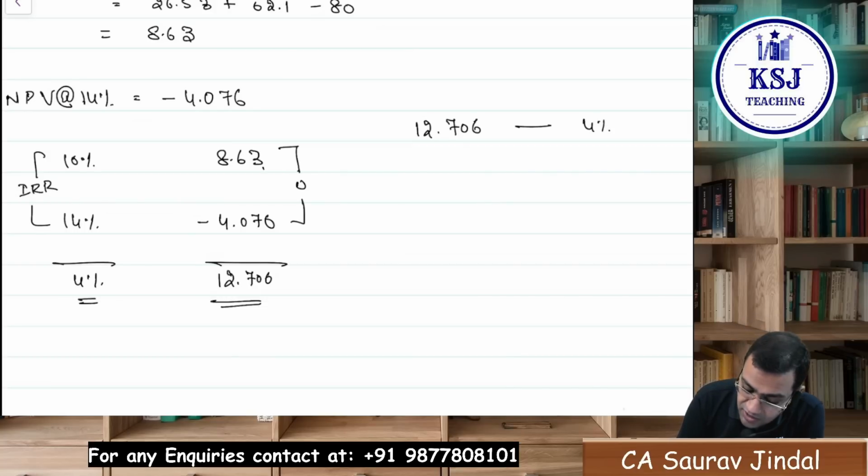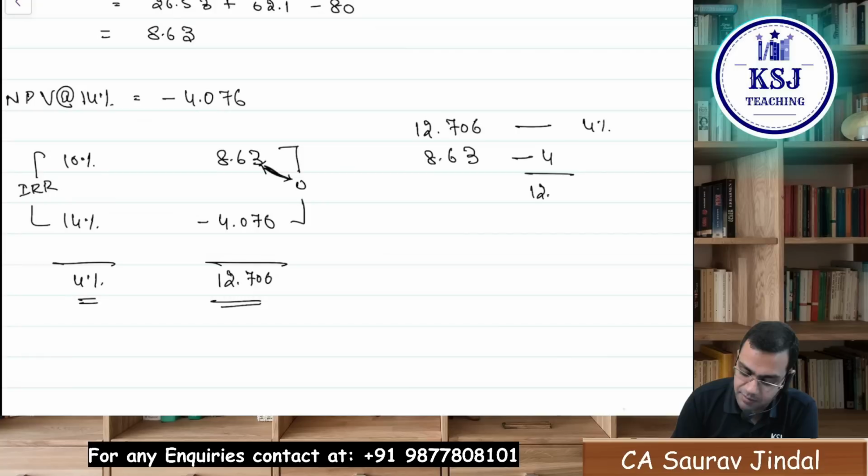Because we need the NPV to be 0, we change the NPV by this much: 4 divided by 12.706 multiplied by 8.63. That comes to 2.72.